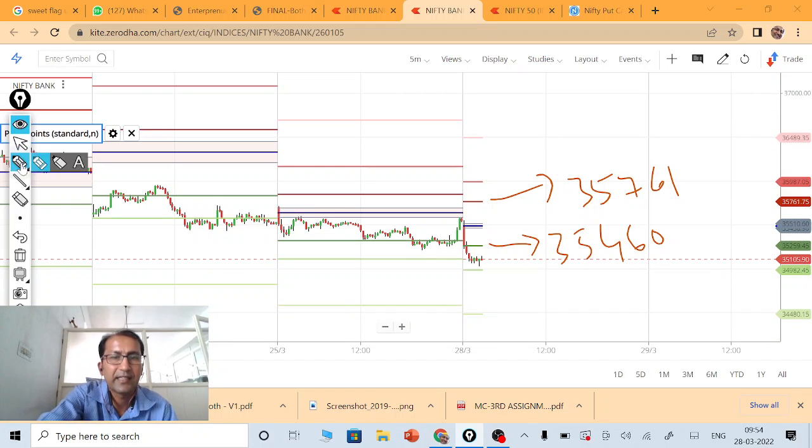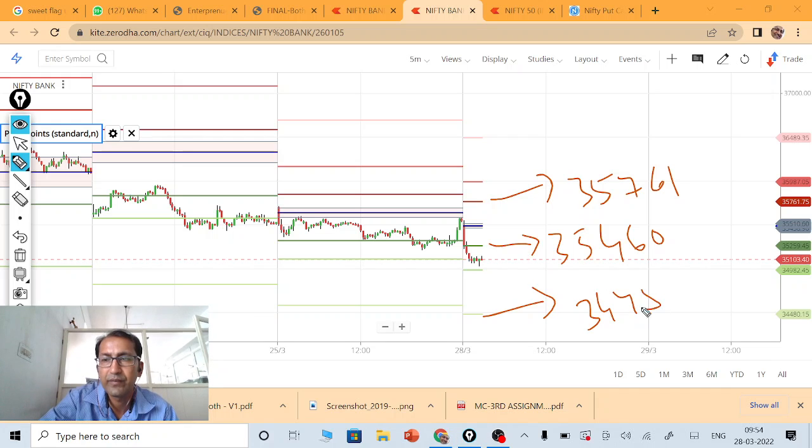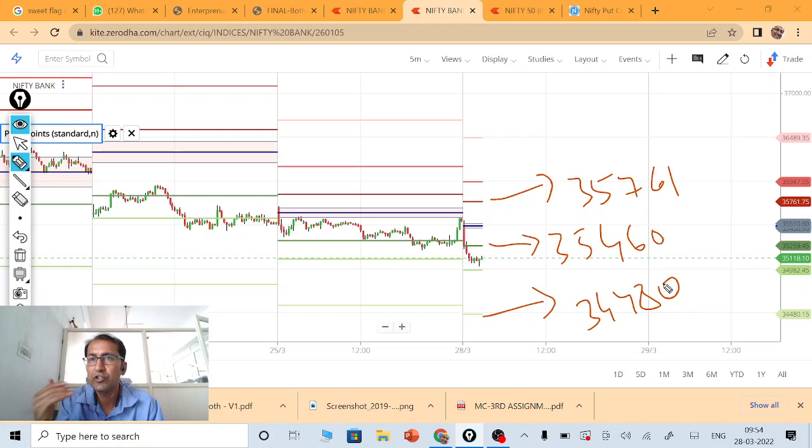You can get a target as good as 34,480. So there is a chance in a longer period of time. So this is the analysis of Nifty Bank. Anybody trading today, you should wait. If you are on the long side, you should wait for the pivot. Wait for the candle to cross the pivot and let it make a high higher than the pivot.